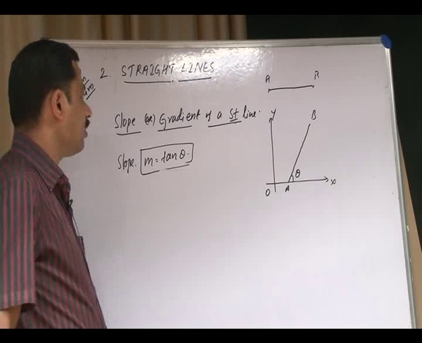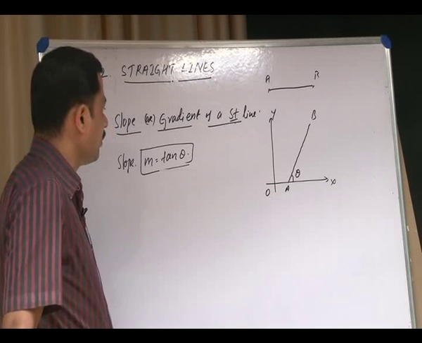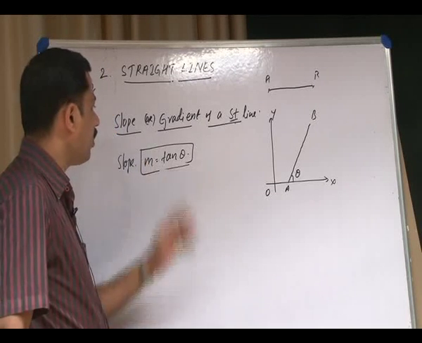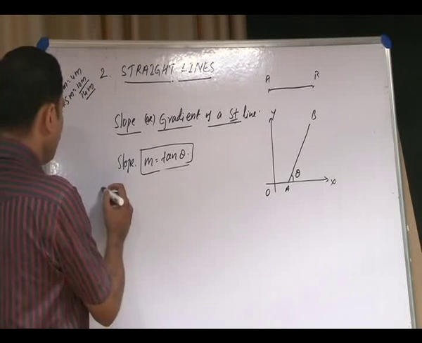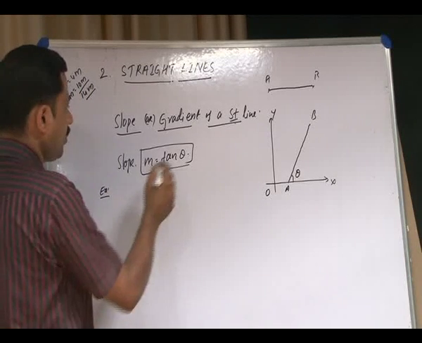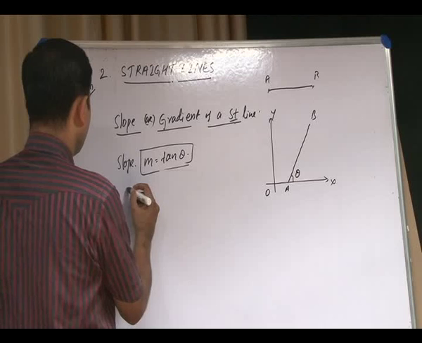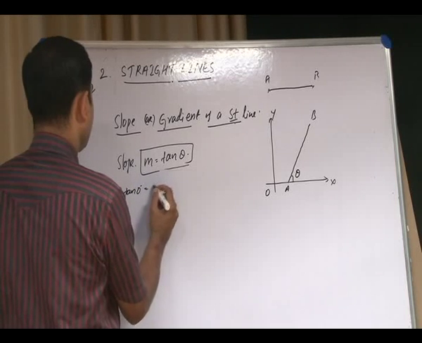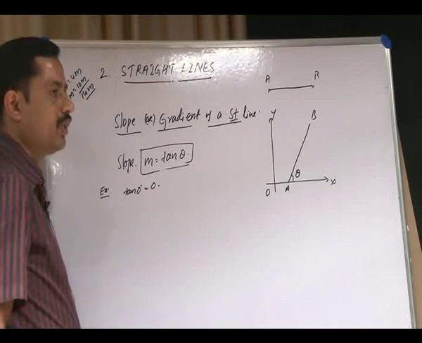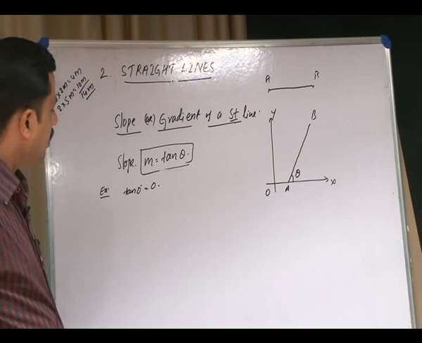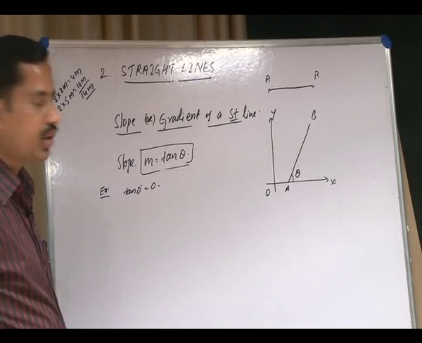For various standard angles, I am going to give the value of tan theta here. For example, if theta is equal to 0, then tan 0 is equal to 0. That comes in trigonometry.